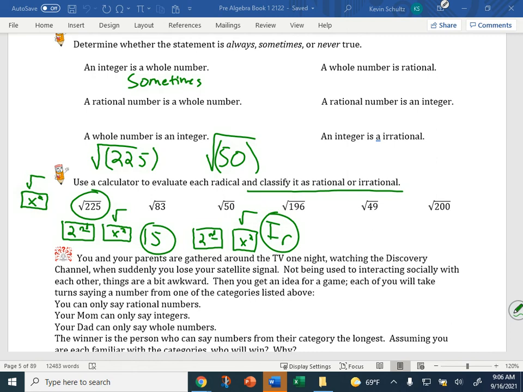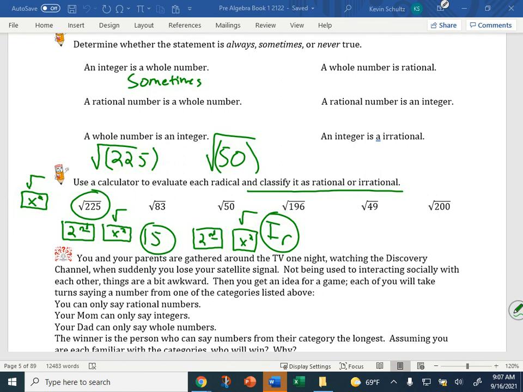Then finally, it says, you and your parents are gathered around the TV one night watching the Discovery Channel when suddenly you lose your satellite signal. Not being used to interacting socially with each other, things are a bit awkward. Then you get an idea for a game. Each of you will take turns saying a number from one of the categories listed above. You can only say rationals. Your mom can only say integers. Your dad can only say whole numbers.